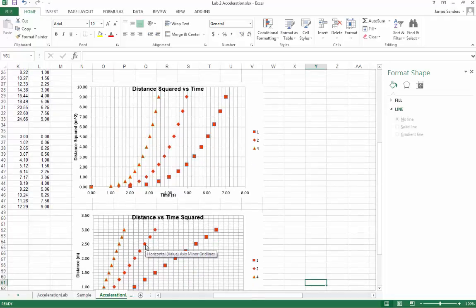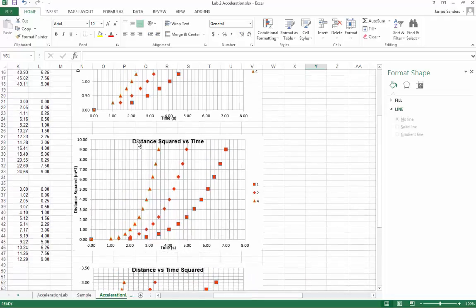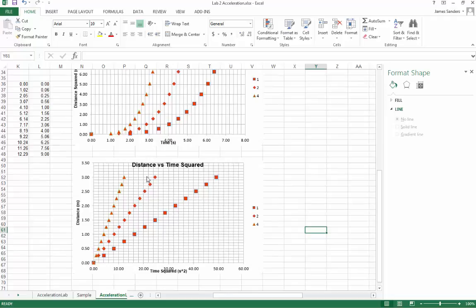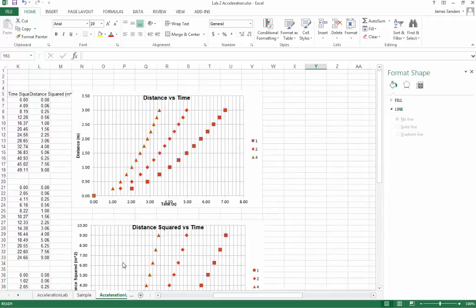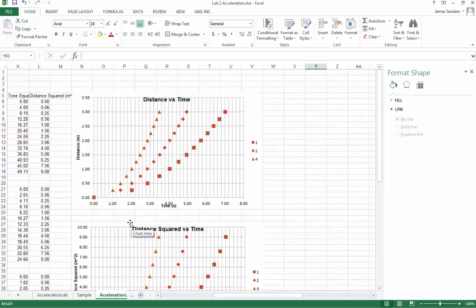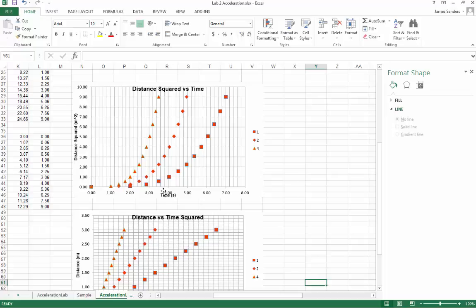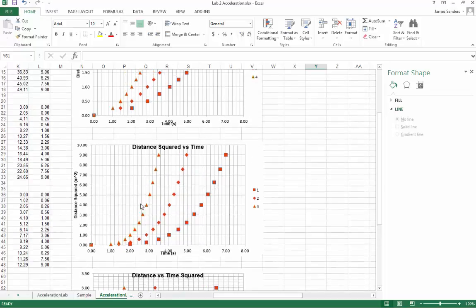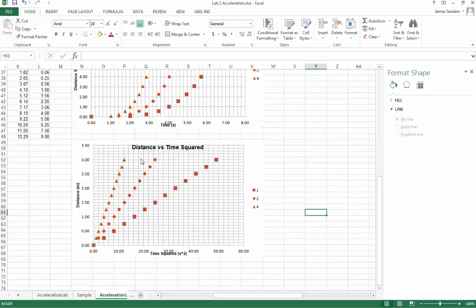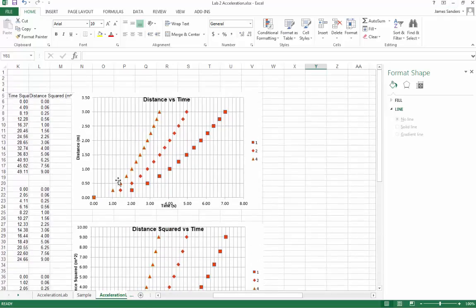In any case, what I've done here is I've plotted distance squared versus time, and I see that these are still curved. In fact, they are more dramatically curved. And then I plotted distance versus time squared, and I see that I now have 3 straight lines. So the implication of this is that I in fact have 3 straight lines for distance versus time squared. And so that implies that these right here were originally parabolas.